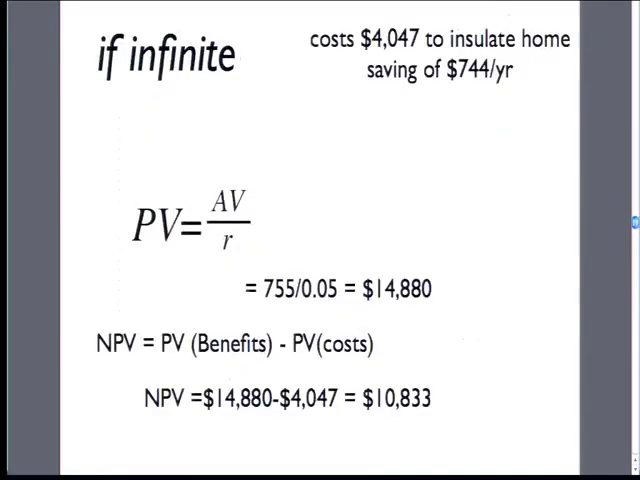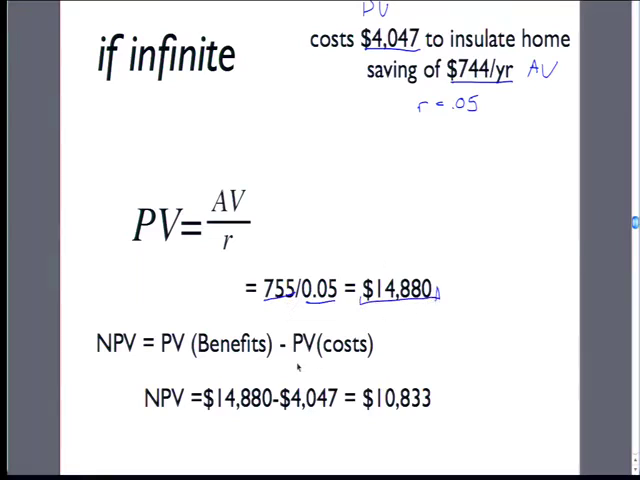Okay, going back to the calculations. So we start out with it's going to cost $4,000 to insulate your home, and it's going to save you $744 per year. So this is our annual value. This is the present value of the cost. And our interest rate, we'll just keep using 5%. So if we're going to say we're going to get this benefit and reduce bills for our home forever, we'll use the simple formula, the annual value, $755 divided by 5% forever. And this will be the present value of that stream.